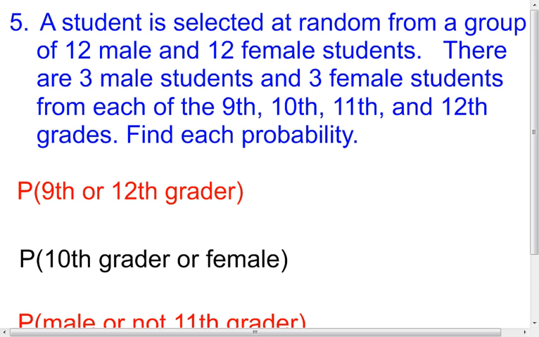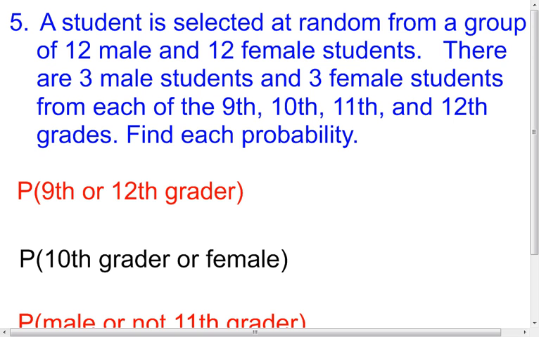All right, then you have a student selected at random from a group of 12 male and 12 female students. There's 3 male and 3 female students from each of the 10 grades. Find the probability that whatever. Okay, so here we go. A 9th or a 12th grader.